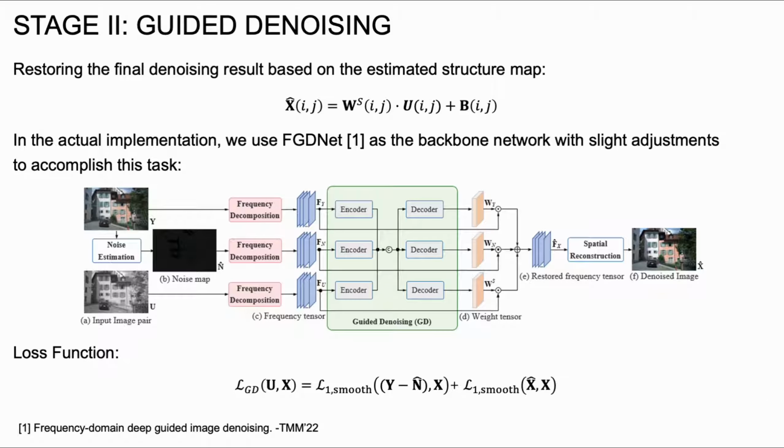In the guided denoising stage, we regress the final denoising result based on the estimated structure map. The design of the guided denoising module is actually quite flexible. In this work, we use FGDNet as the backbone network with slight adjustments to accomplish this task. That is, the linear representation is learned in the frequency domain, and a noise map is also estimated to improve the robustness of guided denoising under different noise levels. In the training stage, our guided denoising module is optimized using the smooth L1 loss function.